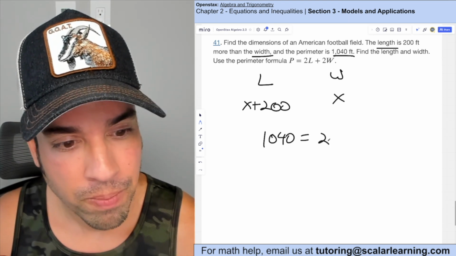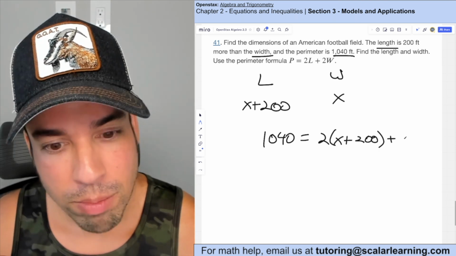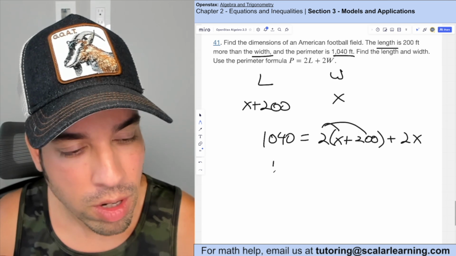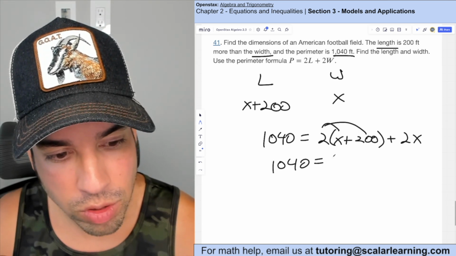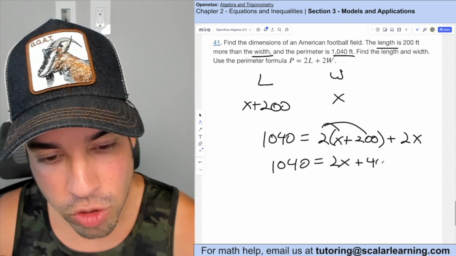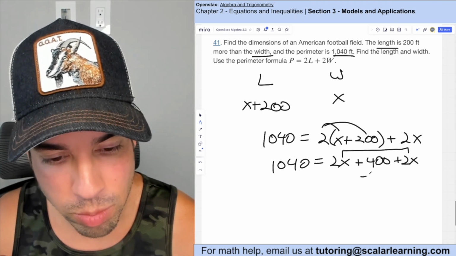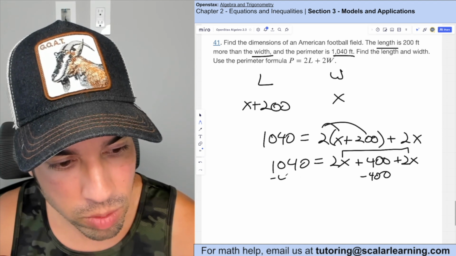So we got perimeter equals 2 times length plus 2 times width, and now we solve, distribute. 1040 equals 2x plus 400 plus 2x. I'm going to combine like terms while subtracting 400 from both sides, right?